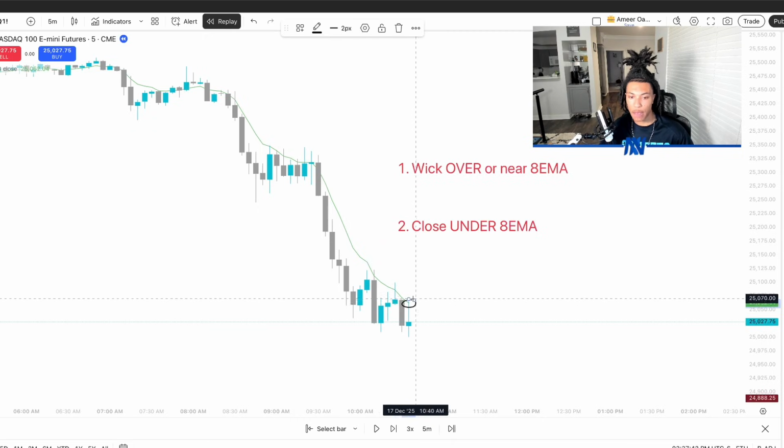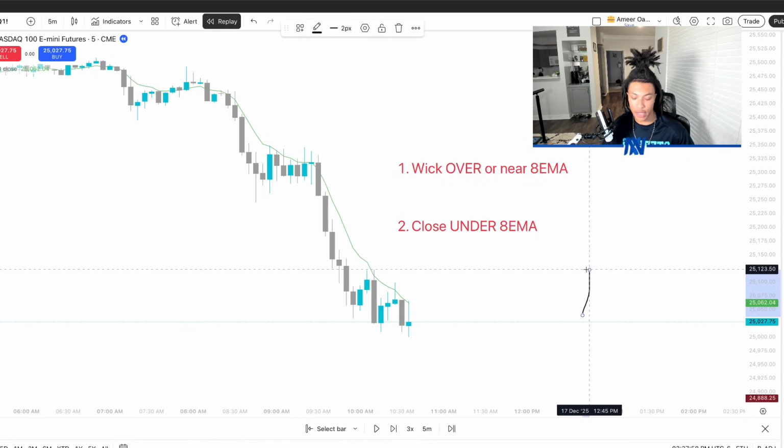And then once that happened, it ended up coming back down. And this is the exact trade that we ended up taking today. Price came to this 8 EMA. We didn't let it close. We just simply wanted to see that it comes to this 8 EMA and then still respect it and form some type of wick.